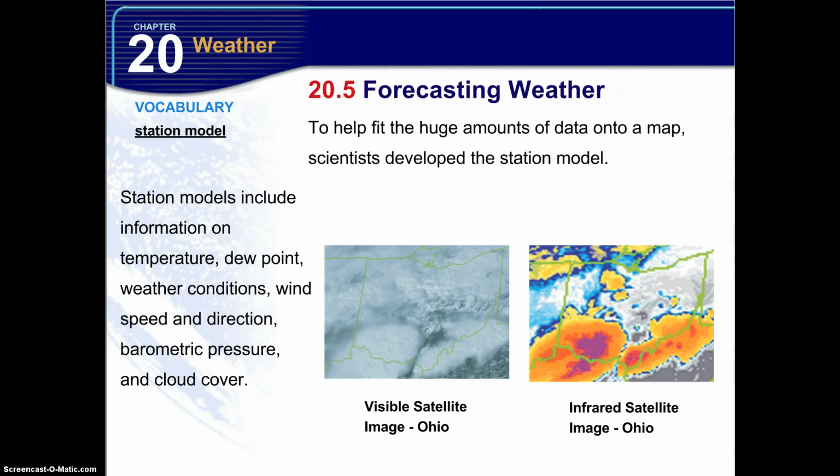Now, to help fit the huge amounts of data onto a map, scientists developed the station model. Now, station models include information on temperature, dew point, weather conditions, wind speed and direction, barometric pressure, and cloud cover. That is a lot of information. You put those in computer models and you can analyze it. Now, you can also receive information via satellite, visible satellite image like you see here in Ohio, or infrared satellite image. You change the lens and you can get a different reading of the same system.